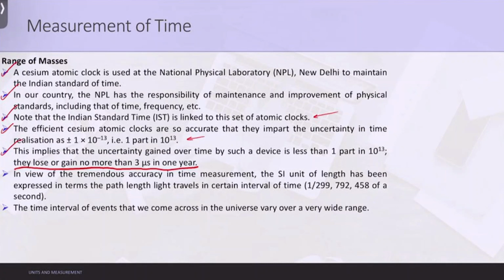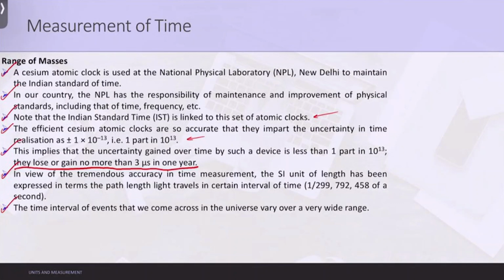These are very good atomic clocks, having very good efficiencies. More accuracy is being imparted here. In view of the tremendous accuracy in time measurement, the SI unit of length has been expressed in terms of the path length traveled in certain intervals of time. That is the speed of light, approximately 3 times 10 to the power 8 meter per second, so 1 upon 299,792,458 of a second. The time intervals of events that we come across in the universe vary over a very wide range.